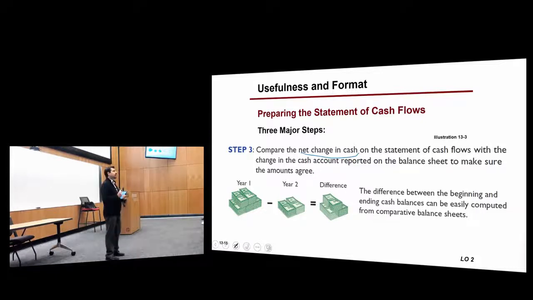You look at it and you compare that change to the change in the cash balance on the balance sheets. That's a nice thing because it gives you a way to verify that you've done it correctly. Because if you have a net change in cash that does not equal the net change in the cash balance on the balance sheet, that means you made a mistake. You can go back and try to find it. Okay?